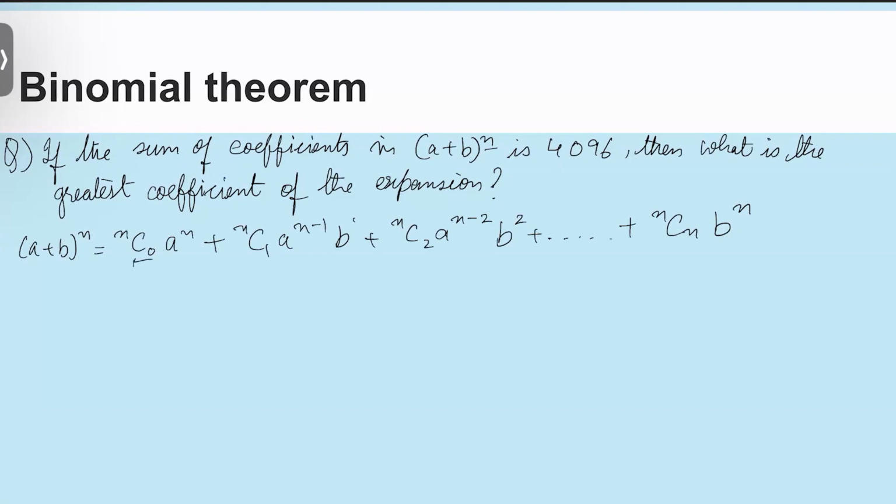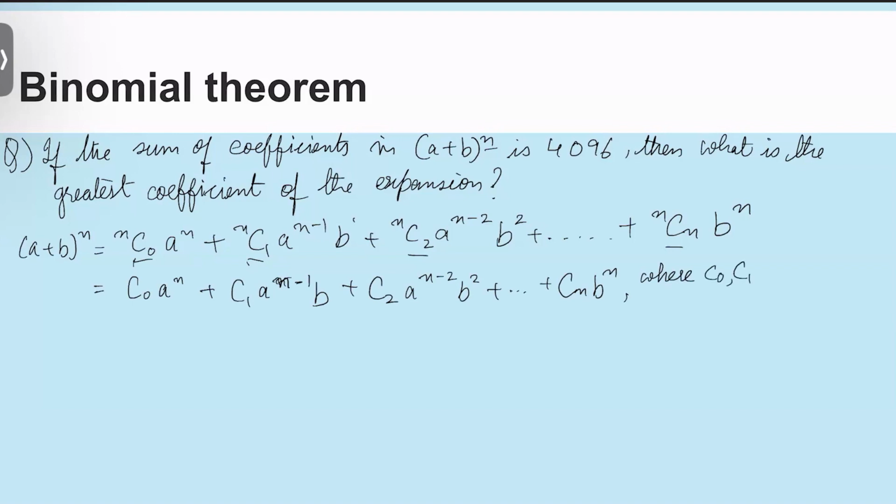Now all these coefficients, if you just write them in terms of some variable, this can be written as C0 a raised to n, plus C1 a raised to n minus 1 b, plus C2 a raised to n minus 2 b raised to 2, plus all the way up to Cn b raised to n, where C0, C1, C2, all the way up to Cn are the binomial coefficients.